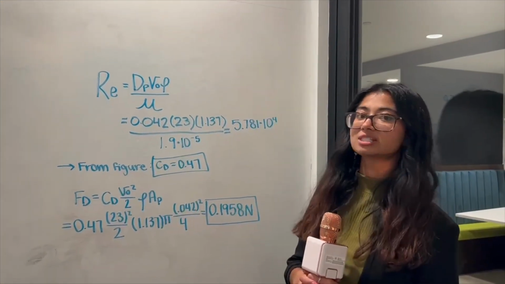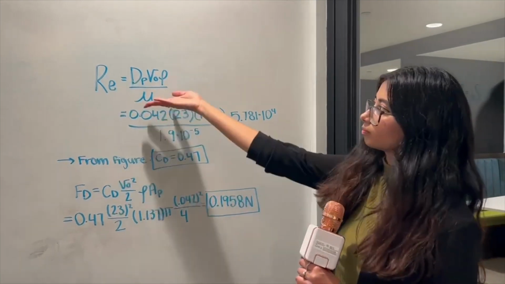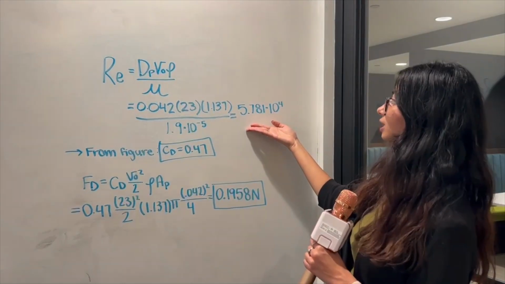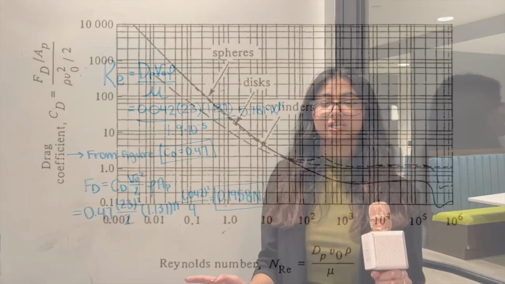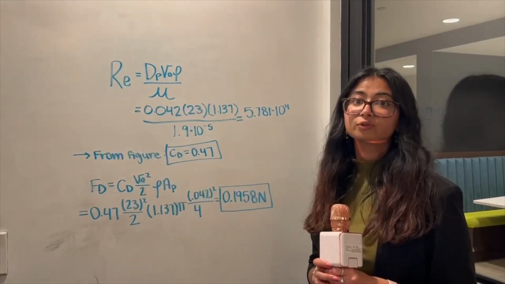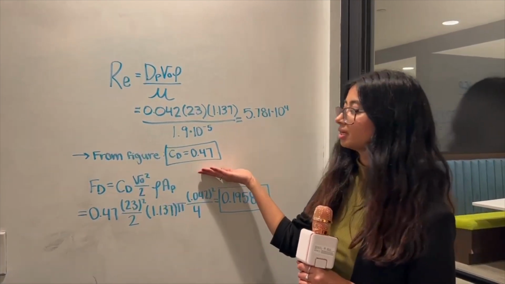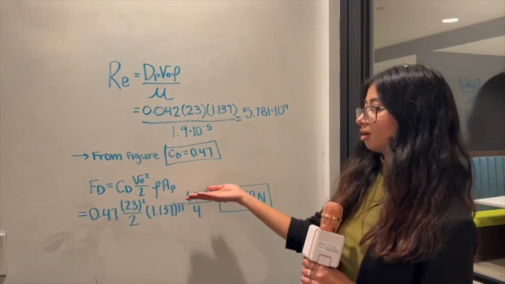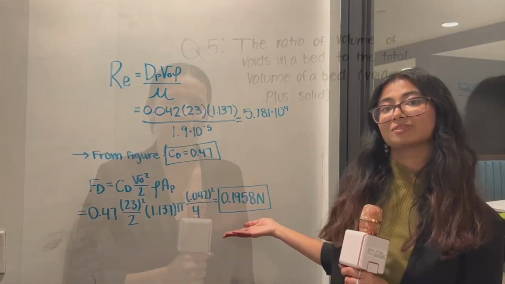So for the solutions, first you need to calculate the Reynolds number value. This can be used with this equation, plugging in all of the values, and you get 5.781 times 10 to the 4th. Using this and the figure that was given to the contestants, you can see that the CD value following the line for spheres will be equivalent to 0.47. Then you can use the drag force equation and plug in all of the values again, and you will get 0.1958 newtons for the force.